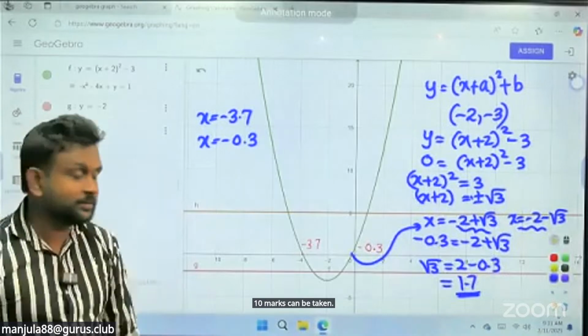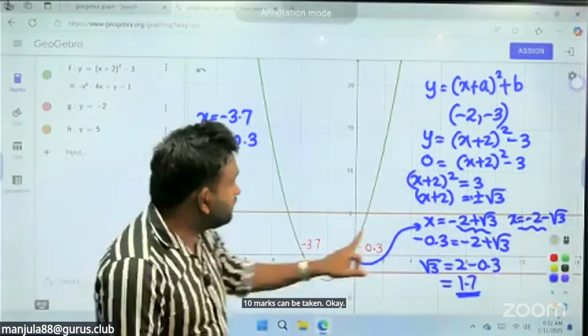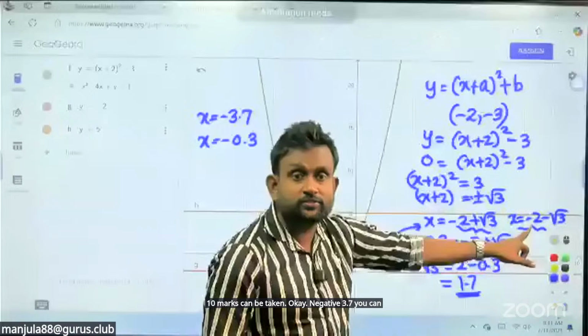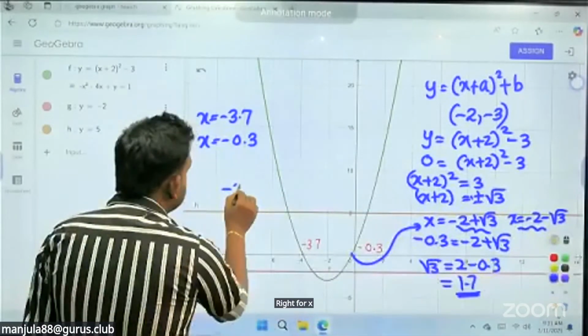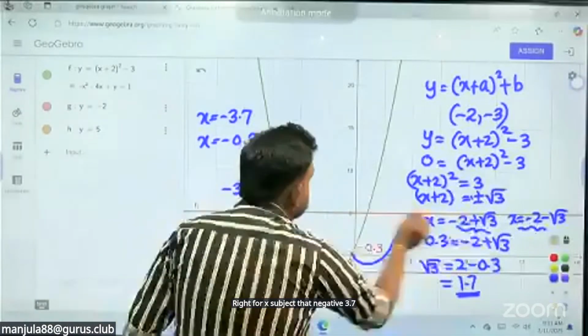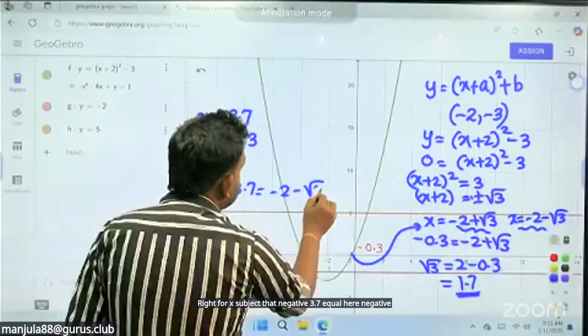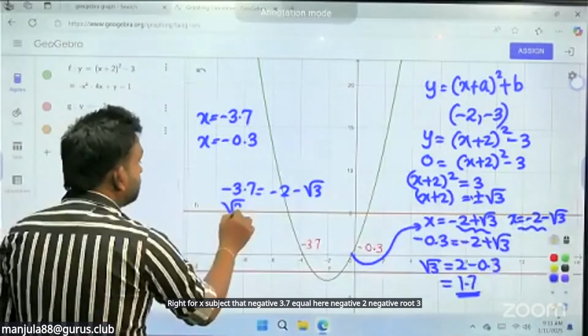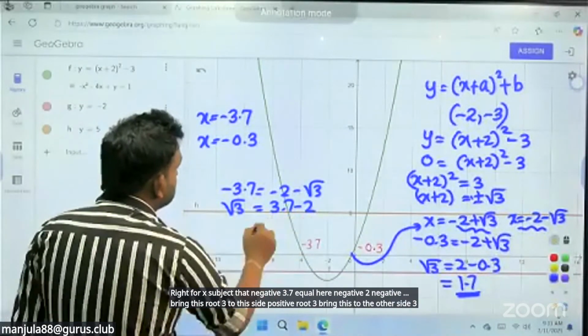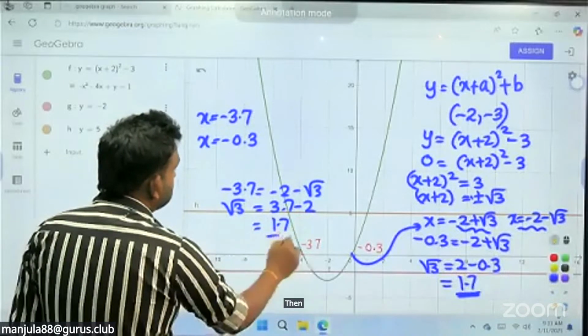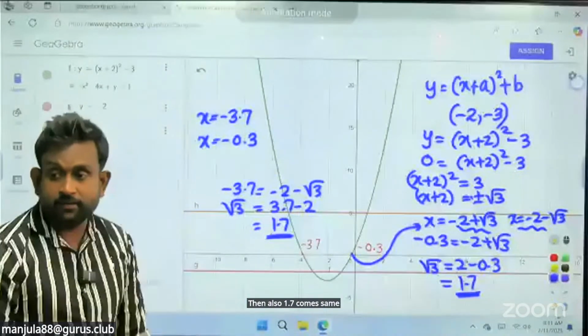Okay, the other one: negative 3.7 you can equal to this other solution. For x, subject that, negative 3.7 equals negative 2 minus root 3. Bring this root 3 to this side, positive root 3. Bring this to the other side, 3.7 minus 2. Then also 1.7 comes. The same answer is taken.